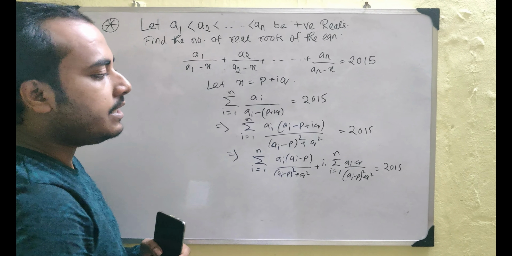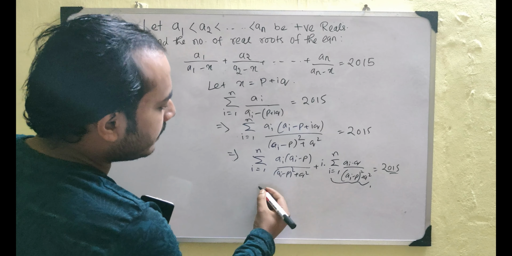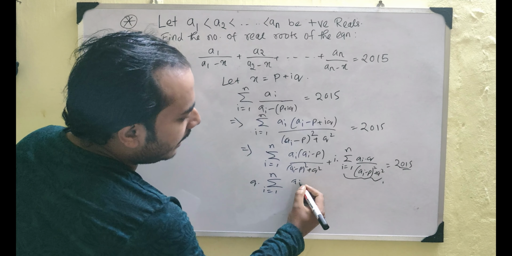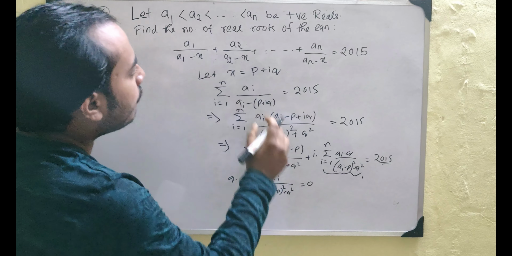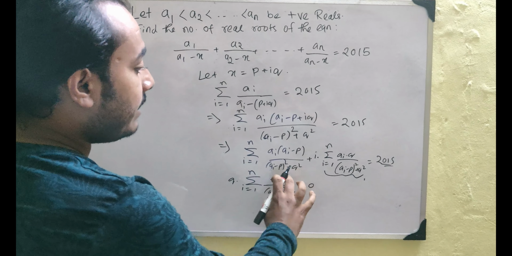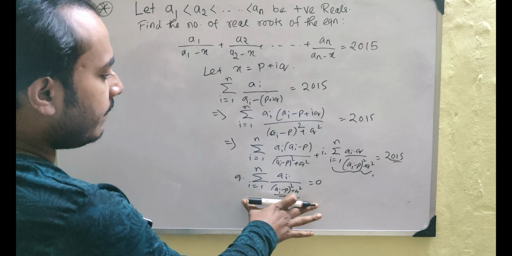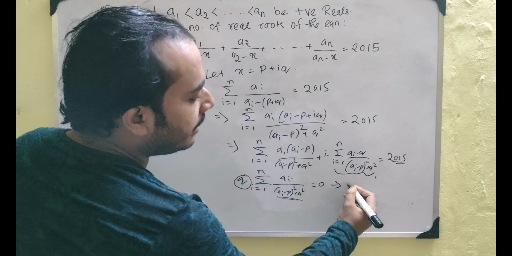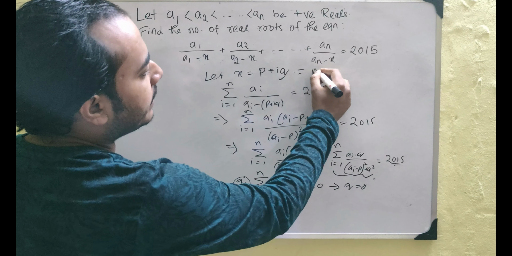Now looking at both sides, you can see that the right hand side is a real number, so this imaginary part must be 0. So if this imaginary part is 0, we can conclude that the summation from i equals 1 to n, let the q be outside, of ai divided by ai minus p whole square plus q square equals 0. Now we all know these are positive reals, so ai is positive and this term is also positive, like strictly positive. So the sum of strictly positive numbers cannot be 0, but it is given that the sum is 0. So obviously we must have q equals 0. So we can conclude directly from here that q equals 0, which means if x is an imaginary root, the imaginary part has to be 0, so x is a real number.